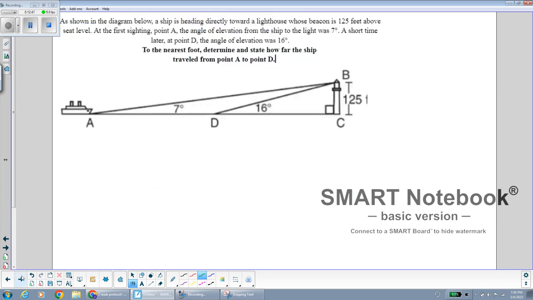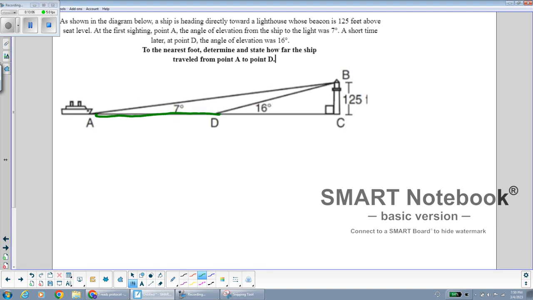Moving along. This one's a little bit complicated, so please pause the video so you can read the question and try it out yourself. So what we need to do is figure out how far the ship traveled from point A to point D. So we're looking from here to here.